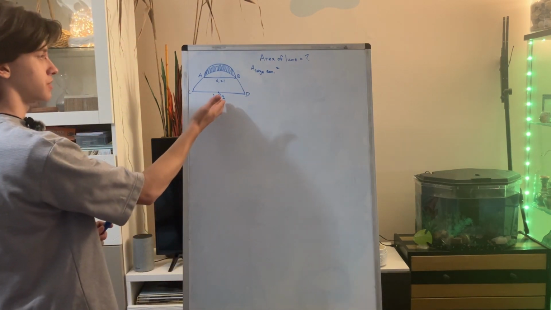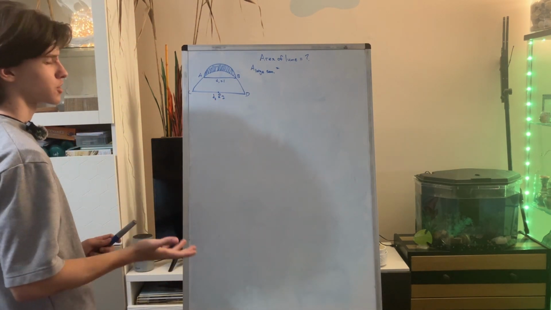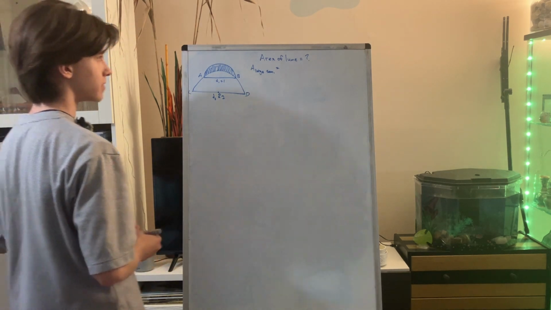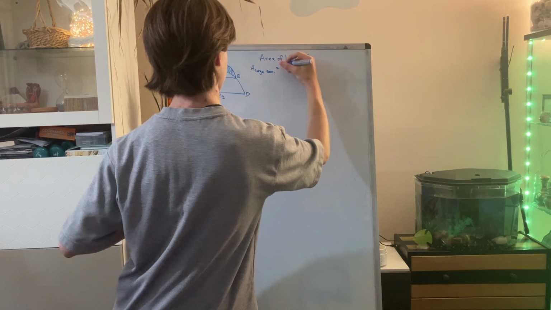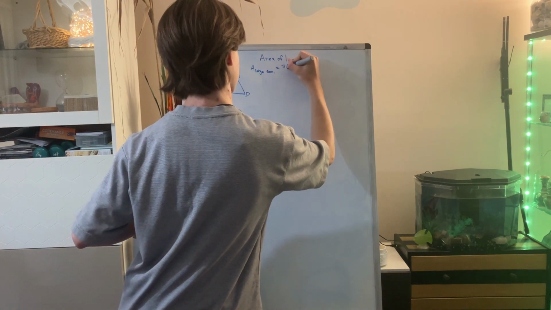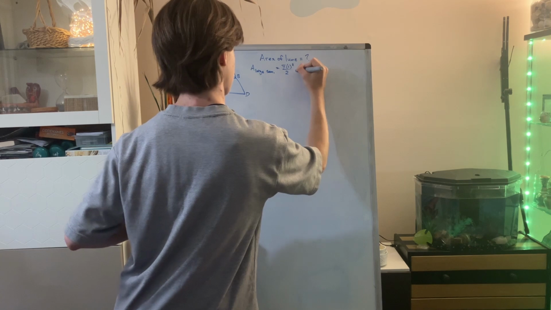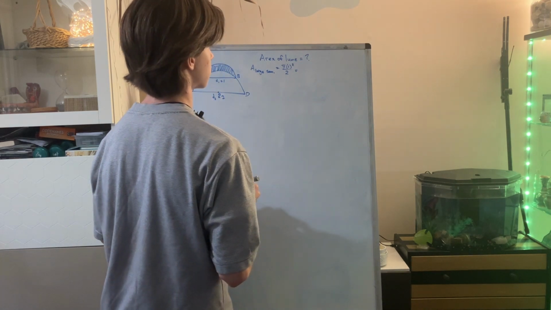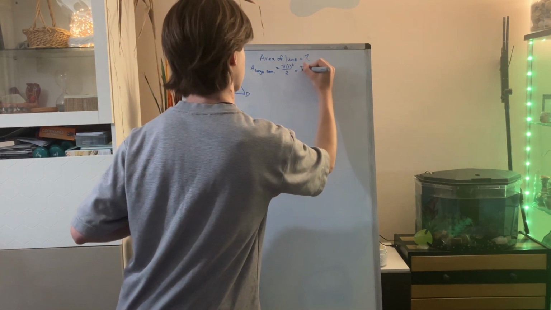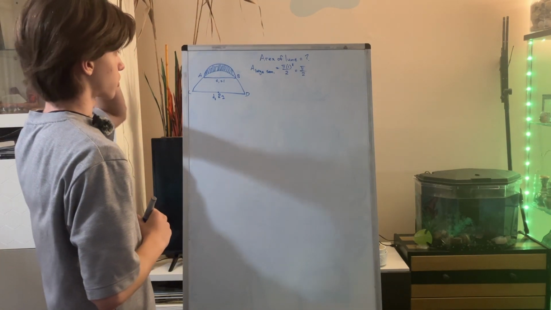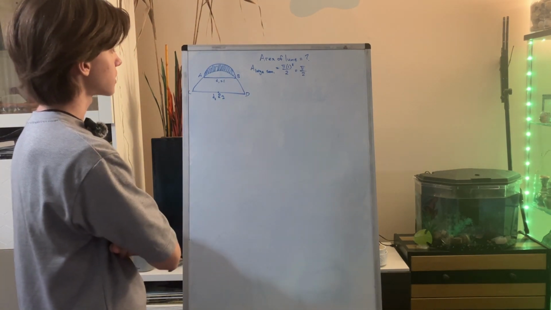We know the diameter of the large one is 2. Therefore, the radius is half of it. It's going to be 1. So we get pi times 1 squared over 2. It's equal to just pi over 2. That's the area of our large semicircle. All right, that seems right?